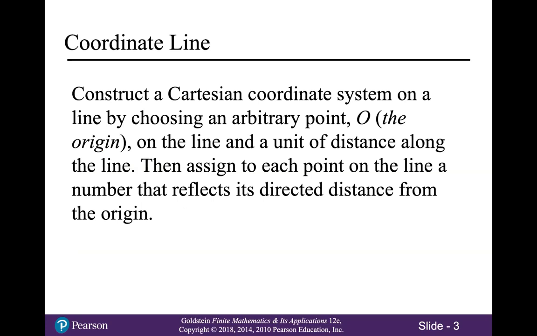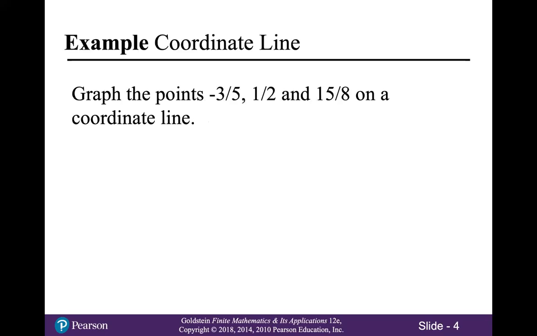All right, so we'll start with the coordinate line, also known as just a number line. To make a coordinate line, we choose an arbitrary point O called the origin on the line, and a unit of distance along the line. Then assign to each point on the line a number that reflects its directed distance from the origin. And when they say directed distance, they mean it can be negative.